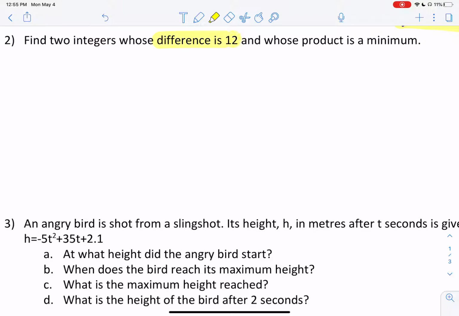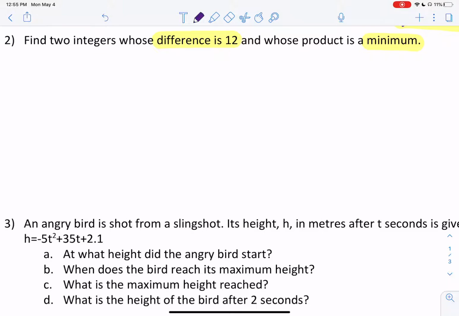So two integers whose difference is 12. So remember, difference is telling us subtract, and whose product is a minimum. So in other words, there are loads and loads of numbers that when subtracted equal 12. There are infinite combinations. But we want to find ones that their product, so when they're multiplied together, is as low as possible.